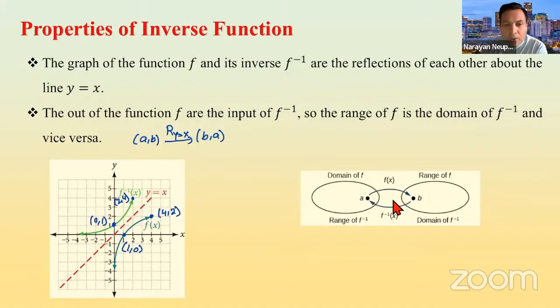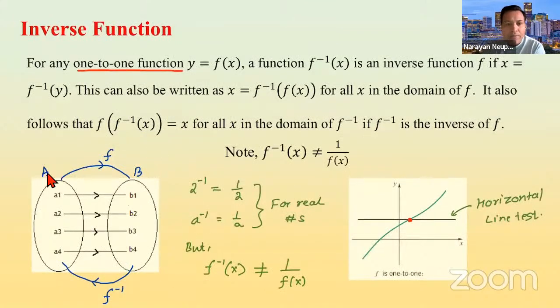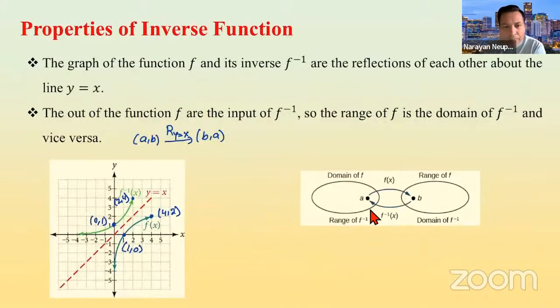Second thing, if you look at this mapping diagram in the second picture, it is just like the mapping diagram that we saw in the first slide. Here we have a function f(x) from set A to set B. Say, for example, this is a one-to-one function. That means we can define the inverse function from set B to set A, as you can see here.